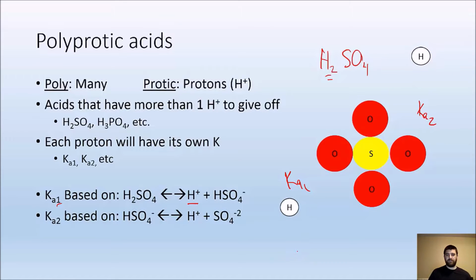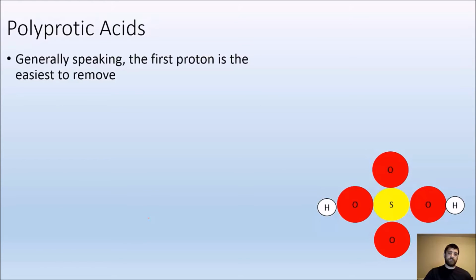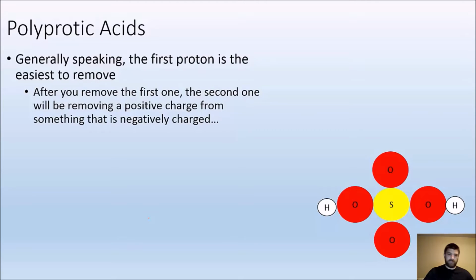And they dissociate to different extents. Ka2 is going to be based on that second proton coming off. So we are going to start with HSO4 minus instead of H2SO4 because we had already gotten rid of one. So now that second hydrogen, what is the equilibrium constant for that one? Generally speaking, the first proton is the easiest one to remove. After you remove the first one, the second one will be removing a positive charge from something that is negatively charged. It's going to be more difficult.